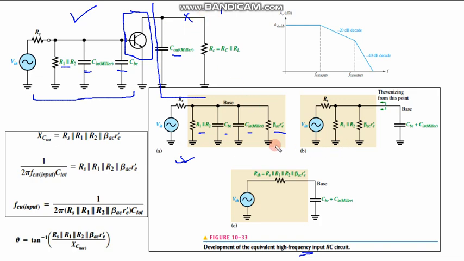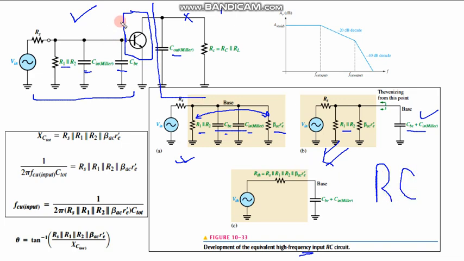Now I can combine these two resistors, because they are in parallel, so I can take it out like this. And I can combine these two capacitors. Remember, capacitors when they are in parallel can be added, so we can add them up. Now this is further simplified to this circuit. If you see, this is an equivalent RC circuit at the input.